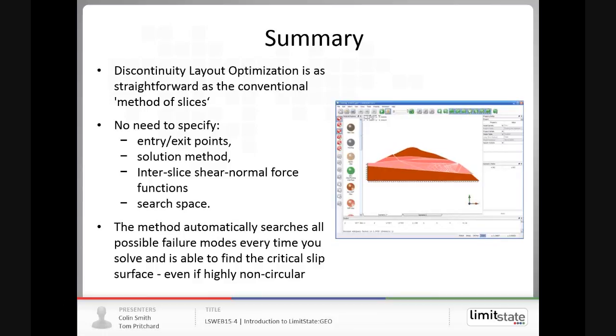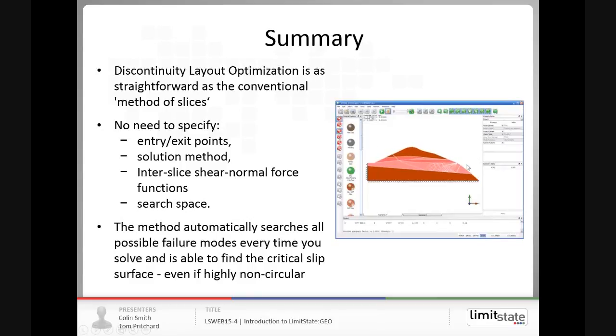So in summary, what I hope you've seen is that discontinuity layout optimization is as straightforward as using the method of slices, but there's no need to specify entry-exit points or solution method, whether it's Janbu or Bishop's or whatever. You don't need to worry about inter-slice forces or a search space. The software will just seek out the critical collapse mechanism.